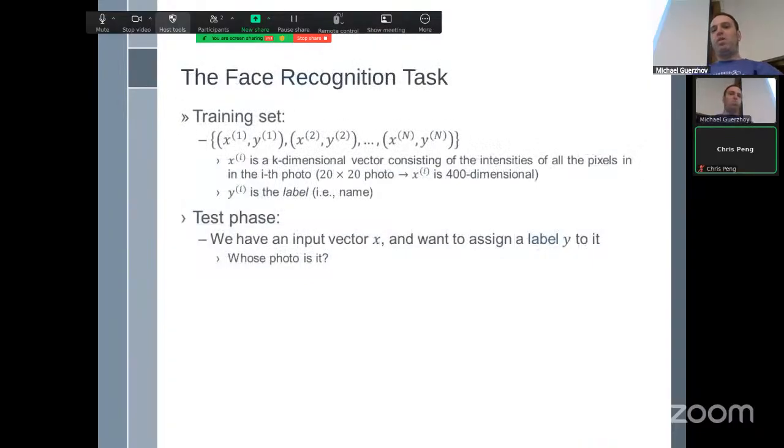So now we again have our training set. The x's are going to be the pixels, so that's like a vector. And the y's in the general case are going to be labels. Those could be strings, like names. It could be 1 if it's Justin, 0 if it's not, something like that, right? And then in the test phase, we have a new input vector that's also an image, and we want to assign a label.